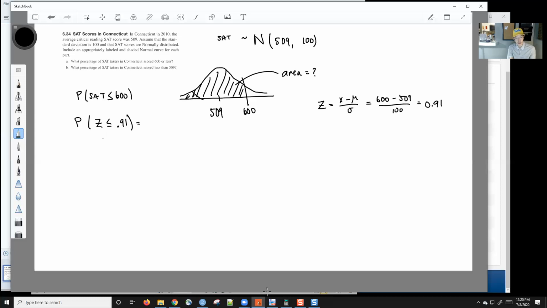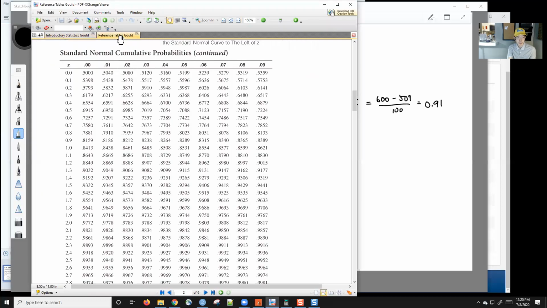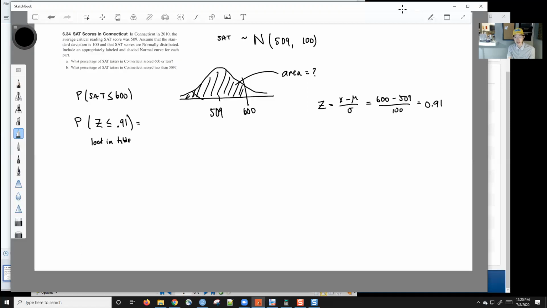And then so our answer here is we look this up in the table. So I go to the row 0.9, the column 0.01, and I get 0.8186. So this area is equal to 0.8186.